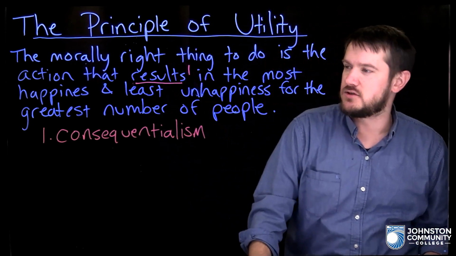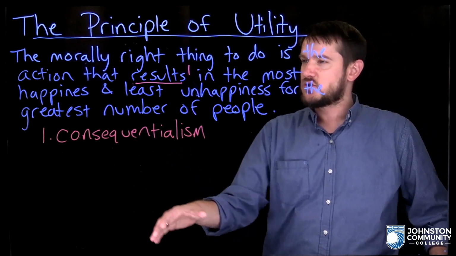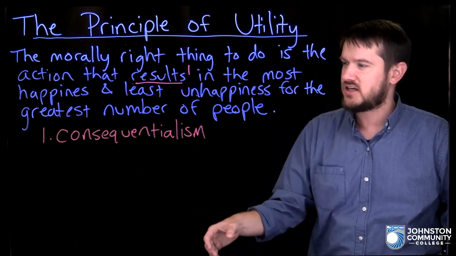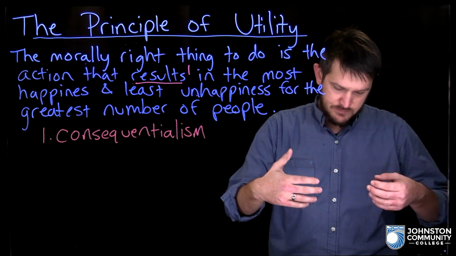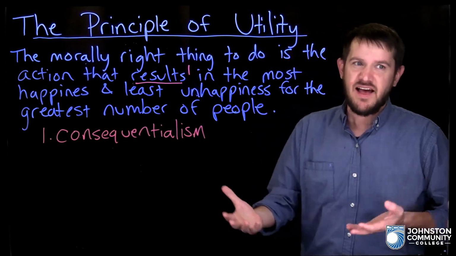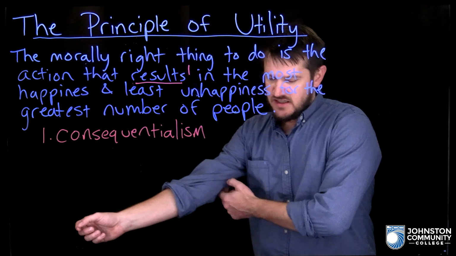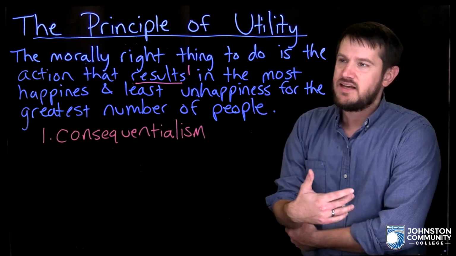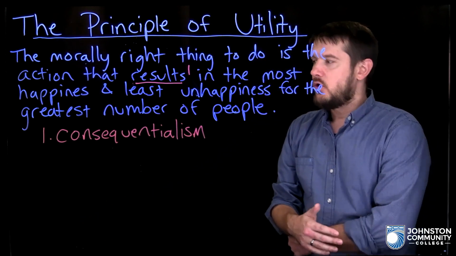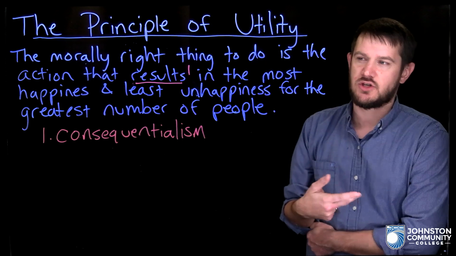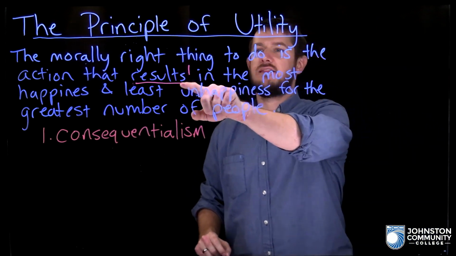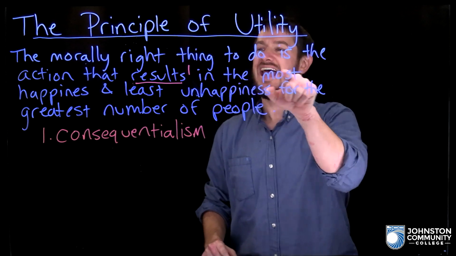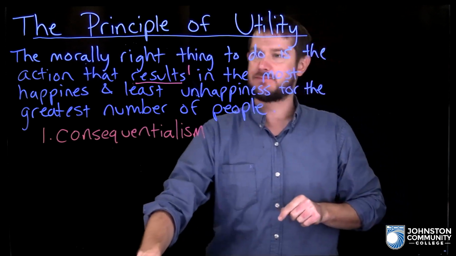first key idea in utilitarianism is that morality is about the consequences of our actions. It's about the results of our actions. That's consequentialism. So the next thing is the theory of value. And what the utilitarian says is what's ultimately valuable is happiness or pleasure, or the prevention of unhappiness or suffering or misery. And so the second key idea here is that the thing we ought to do is the thing that results in the most happiness and least unhappiness.